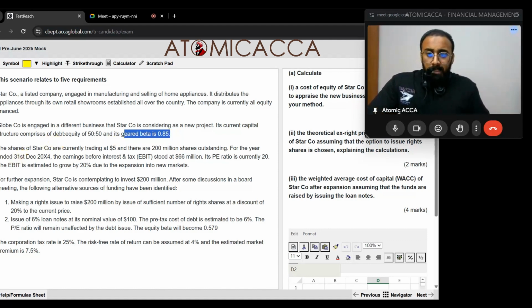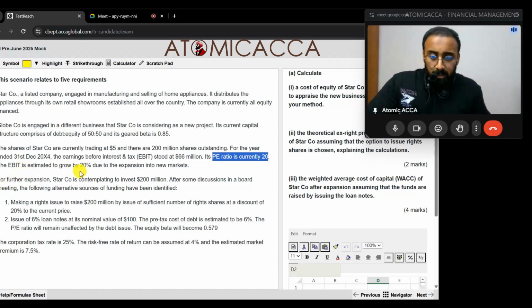So that is okay. Then shares of Star Company are currently trading at $5. Star Company means that original investor. So Star Company has a share price in the market of $5 and there are 200 million shares outstanding. For the year ended 31st December X4, we don't have any year before that. Earnings before interest and tax, EBIT, or we can just replace it with PBIT, operating profit, stood at 66 million. Its PE ratio is currently 20. It's a listed company, so it's quite understandable that they can obtain their PE ratio. That's fine.